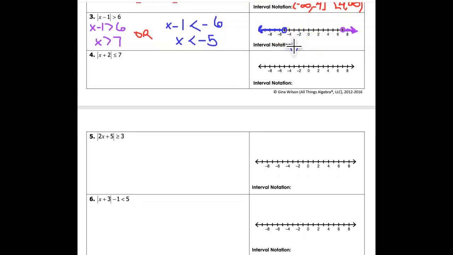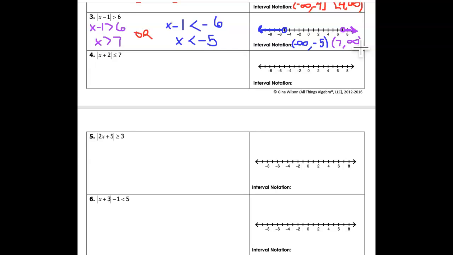Interval notation, start with our smallest, so that's on the left side, negative infinity to negative 5, not included. And then we skip over to the next part, we pick it back up at 7, and then it goes to positive infinity.